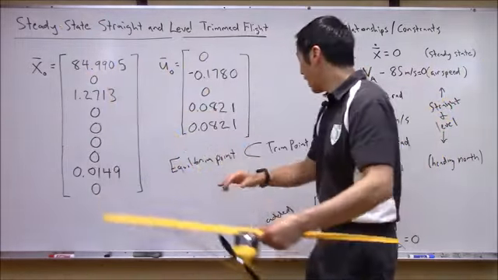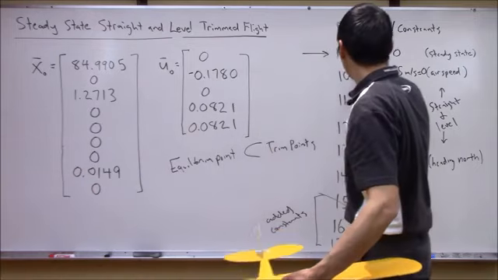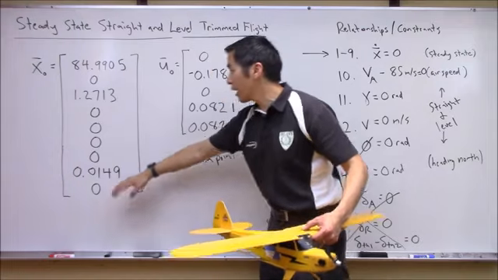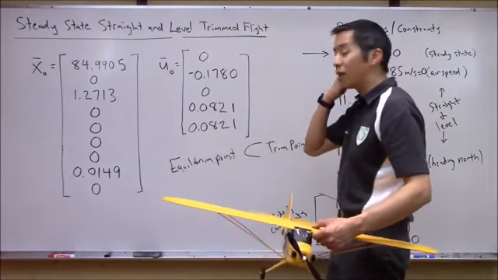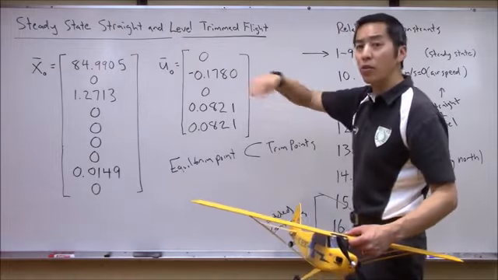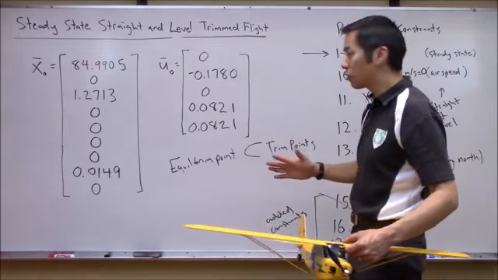But as you can see, it's definitely not an equilibrium point, right? The states are not all equal to 0. In fact, psi is going all over the place. A couple of these other things are non-zero. So that is not an equilibrium point, where the aircraft is flying around and around in a circle. It's not an equilibrium point, but it is a trim point.